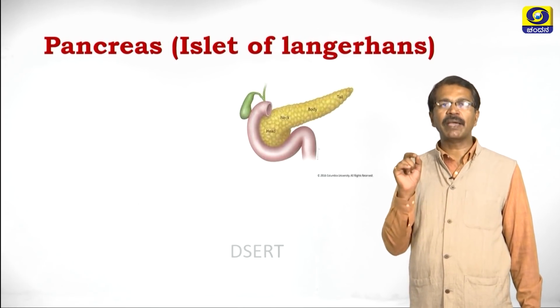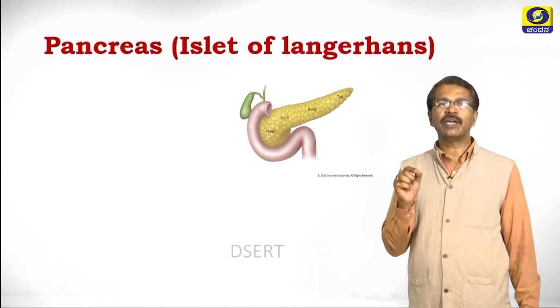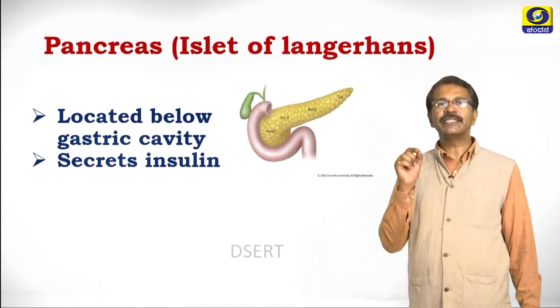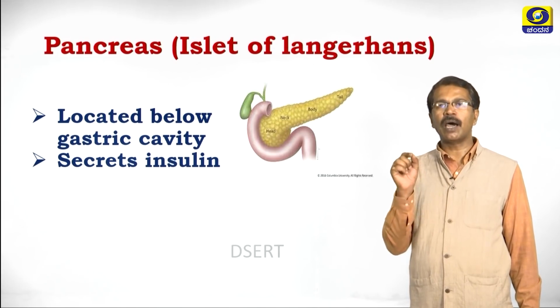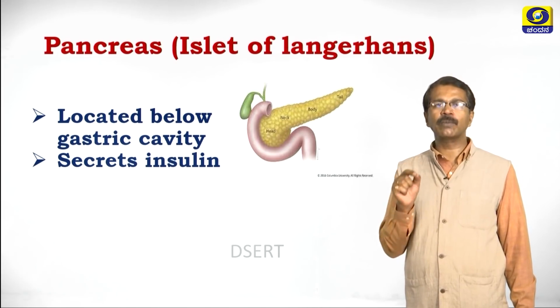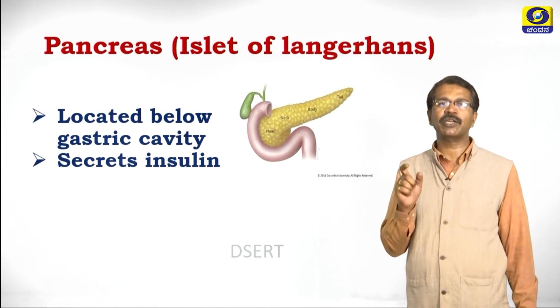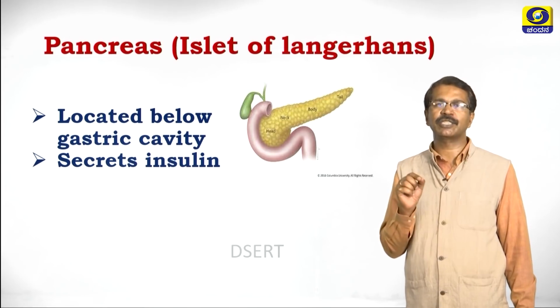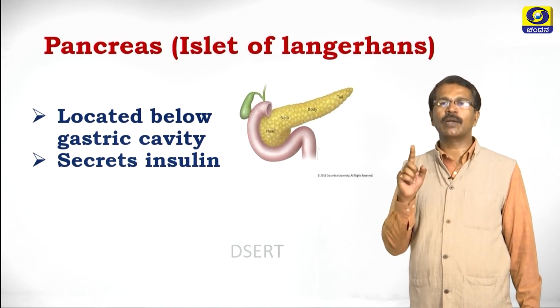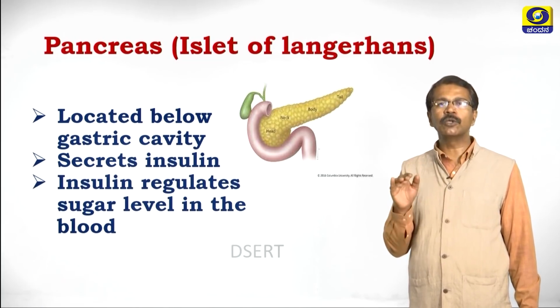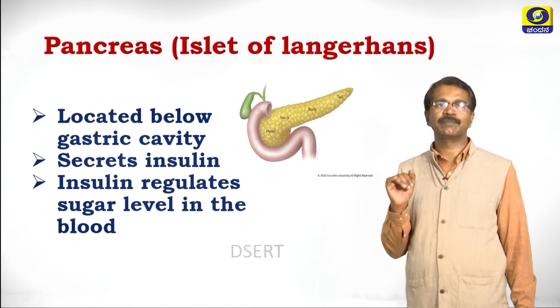Next is the pancreas. Pancreas, as I said, is located below the gastric cavity. It secretes insulin hormone. The insulin hormone is secreted by a particular specific kind of cells in the pancreas called islets of Langerhans. They produce one hormone, that is insulin. This insulin controls the blood sugar level.